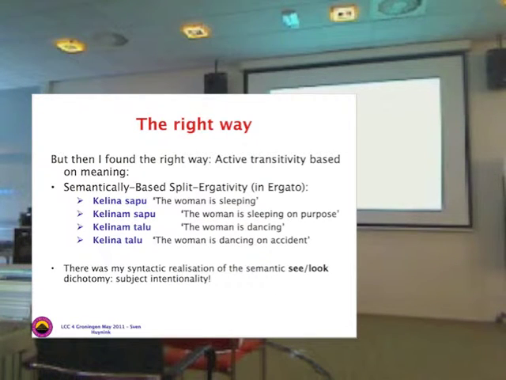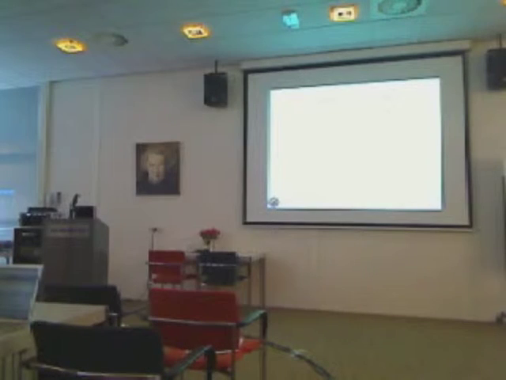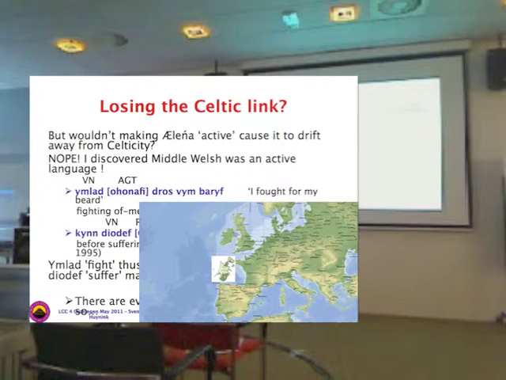But of course, I was very worried that I would lose the Celtic link, that my language would be weird. In the meantime, I've learned about a lot of more weird languages, but for me, as a beginning conlanger, it was rather weird, and I didn't want to lose the Celtic link. I still wanted it to be a Celtic language. This was my fear. But then I discovered that Middle Welsh was an active language.